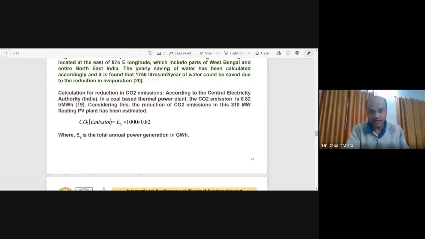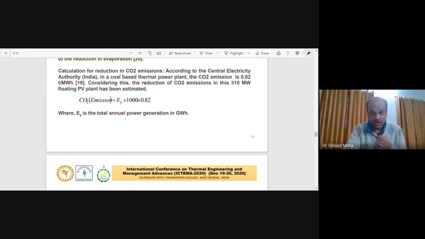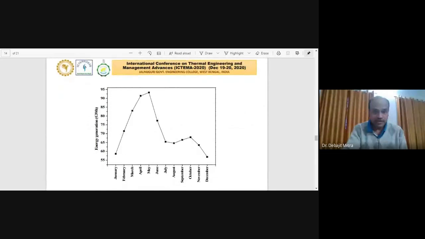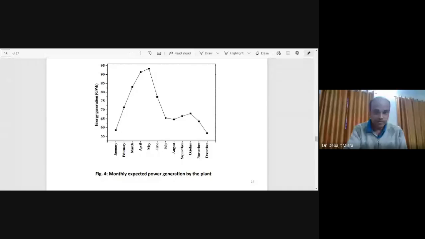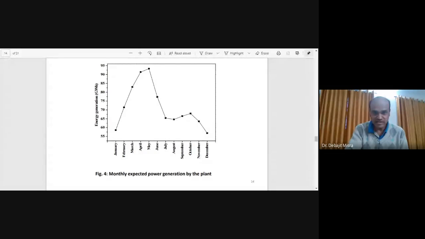CO2 emission is 22. We can calculate the amount of CO2 which could occur in a traditional power plant that could be saved by using this PV plant. Here is a curve for monthly expected generation by the plant. We can see that from February to July, generation is maximum, then generation is average, and just in the winter months generation is low.